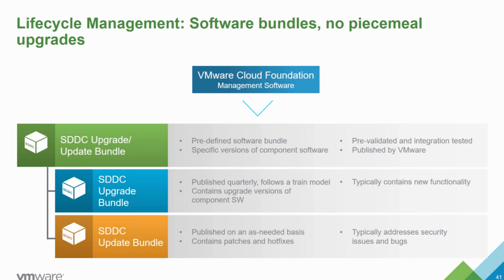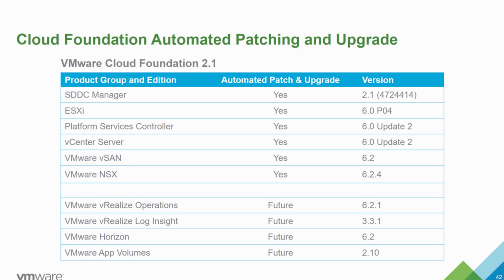And when I say push it out, I don't mean we're just going to patch willy-nilly for you. We're going to advertise that there is a patch available for you to choose, and you can deploy it when you want to. So as of Cloud Foundation 2.1, the things that we can automate the patching and upgrading for include SDDC Manager, ESXi, your Platform Services Controller, your vCenter server, your NSX components, and vSAN.